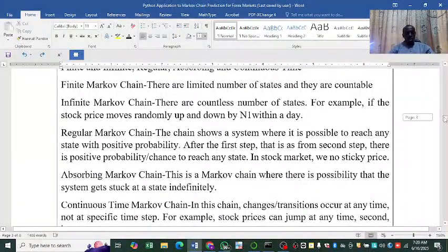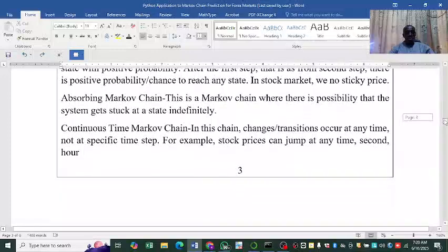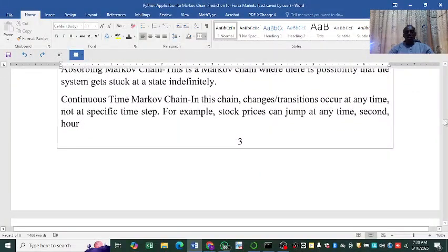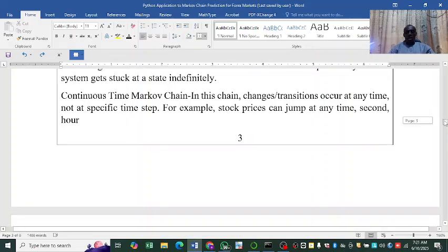Then the next one, which is the last one here, is the continuous time Markov chain. In the continuous time Markov chain, the changes or transitions occur at any time, no specific time. We call it continuous time Markov chain. For example, stock prices can jump at any time. It can jump every second, it can jump every minute, not a specific day, not a specific year. And this is also called continuous time Markov chain. Then these are the types of Markov chain.